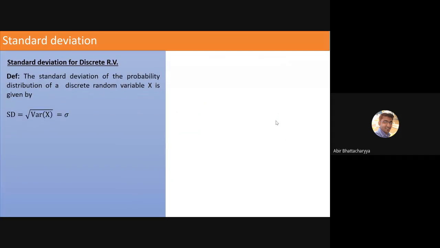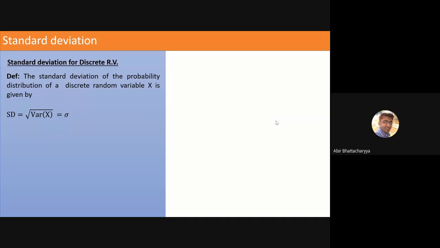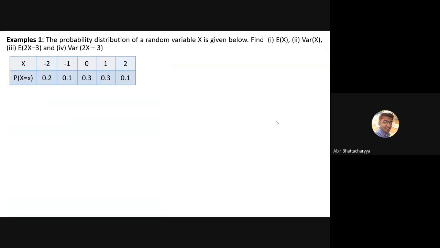What is standard deviation? Standard deviation, as I told you, is the square root of variance. It could be negative mathematically, but for standard deviation we always take it as a positive quantity. Standard deviation is also a positive quantity, the root of variance.